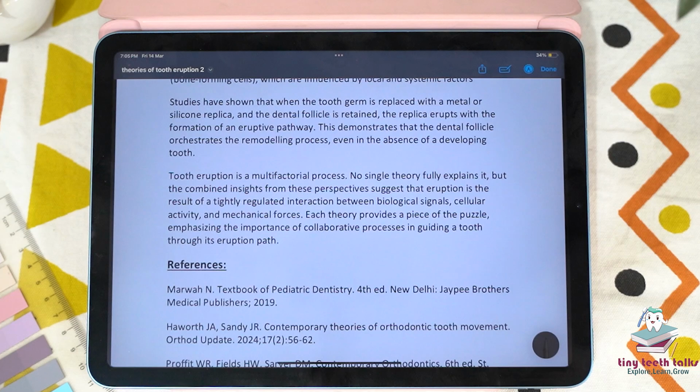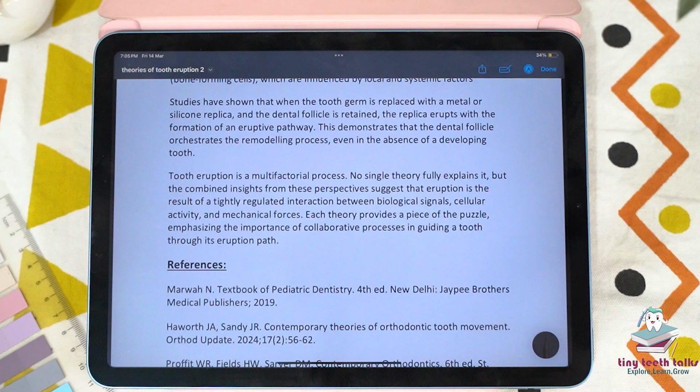Summary. The foreign body theory suggests that the tissue responds to the tooth in a manner similar to any foreign object, leading to exfoliation or movement into the oral cavity. Cellular proliferation theory says that the proliferation of the cells in the dental pulp and surrounding tissues creates osmotic pressure, and mechanical forces are thought to push the tooth upward into the oral cavity.